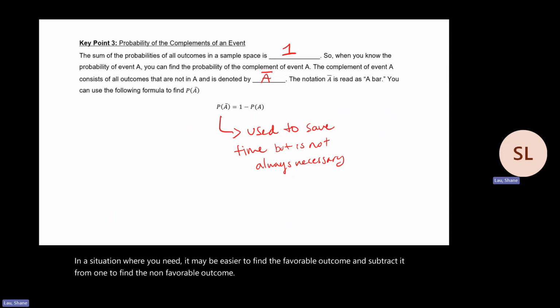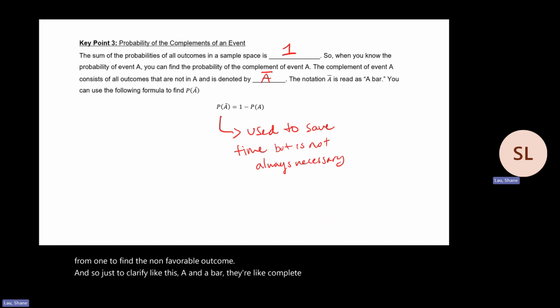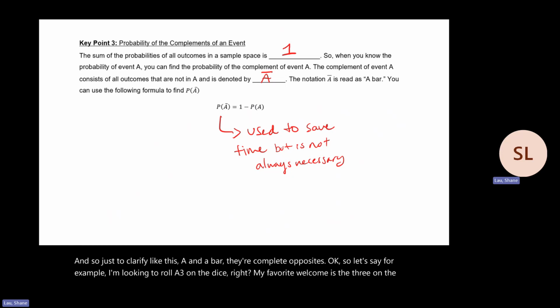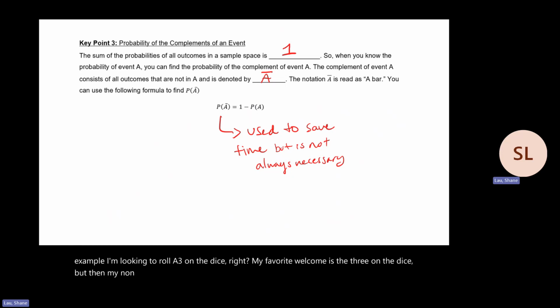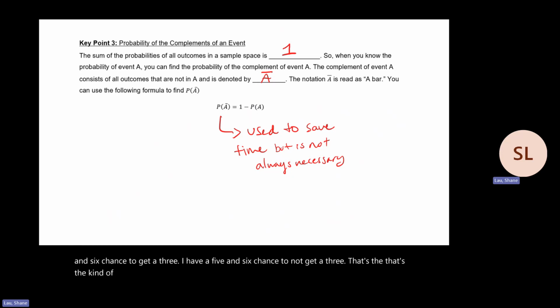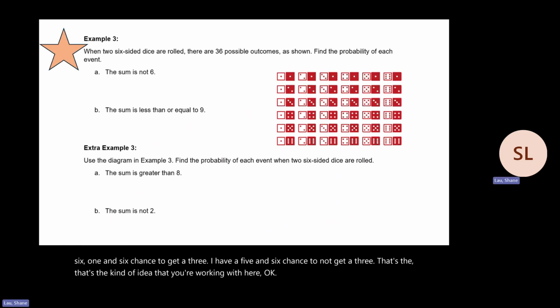And just to clarify, like this A and A bar, they're complete opposites. Okay, so let's say, for example, I'm looking to roll a 3 on the dice, right? My favorable outcome is the 3 on the dice, but then my non-favorable outcome is literally anything else. So 1, 2, 4, 5, 6. Okay, so I have a 1 in 6 chance to get a 3. I have a 5 in 6 chance to not get a 3. That's the kind of idea that you're working with here. Okay, so we'll work with that idea.